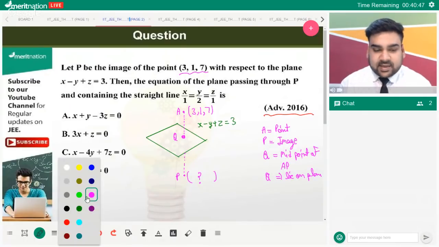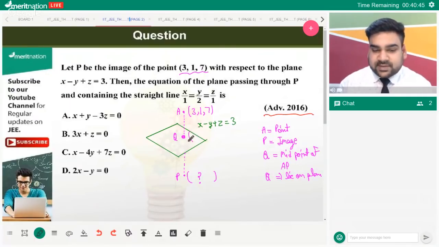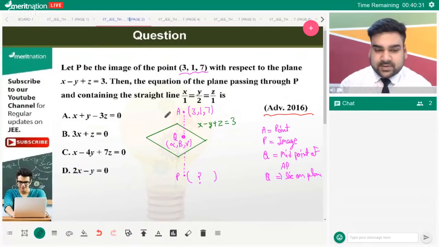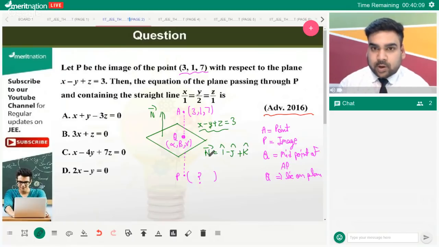Let's say the coordinates of this point Q are alpha, beta, and gamma. Since the equation of this plane is given, there is going to be a normal of this plane as well. From the equation of the plane, the normal will be i cap minus j cap plus k cap, types 1, minus 1, and 1. These are the direction ratios of the normal of this plane.